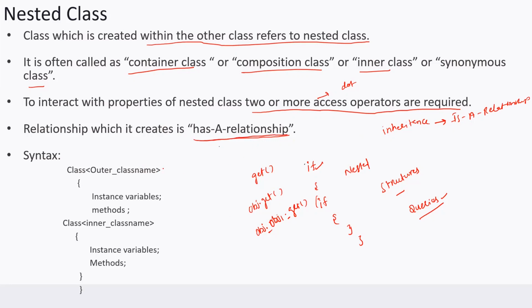Now let us look at the syntax of the nested class. So this is class, outer class name. Then in this outer class, you have instance variables, you have methods. Now you can see here I've opened the outer class and here I've closed the outer class. So in this outer class, I have declared an inner class. A class which is declared in another class is called your nested class. Hope I'm clear, right?